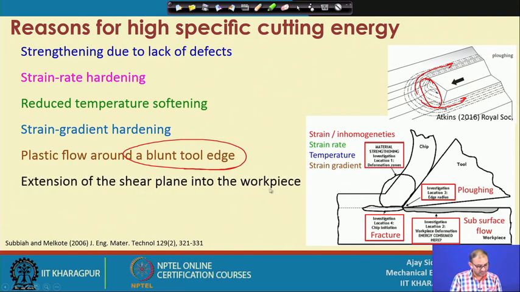And extension of the shear plane into the workpiece. If you consider this particular thing, this shear plane may get extended inside, and because of that you now have to pull out a large amount of material when your shear plane angle increases. So you have to spend that much energy, and again the force requirement will be very high, and that is also one of the reasons for high specific cutting energy. These are a few reasons, there may be many depending on the material and defects of the material. If it is an anisotropic material or a homogeneous material, every time you will get different reasons for the increase of the specific cutting energy.